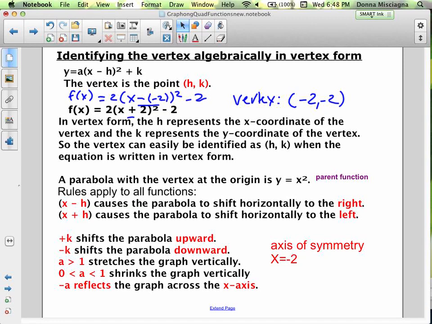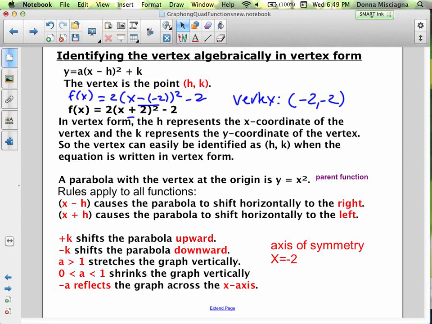If we add something, it shifts our parabola up. If we subtract something, it shifts it down. This is true for all of our parabolas, whether it's in vertex form, standard form, or intercept form. If our a value is greater than 1, it's going to stretch the graph vertically. It's going to get skinnier. If a is between 0 and 1, it shrinks the graph vertically.